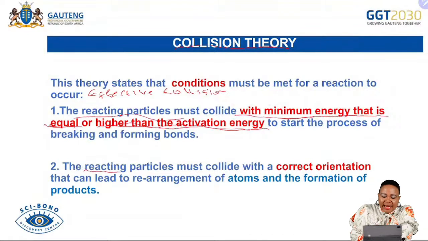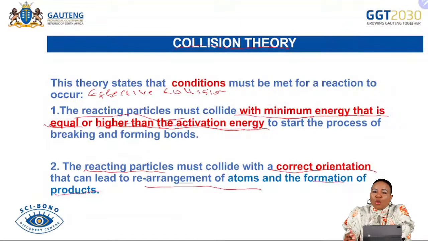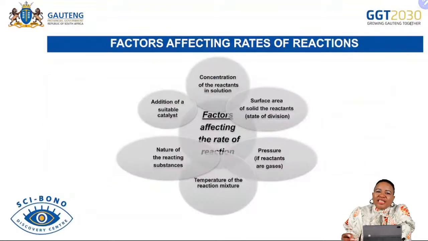Number two, the reacting particles must collide with correct orientation that can lead to the rearrangement of atoms and formation of the product. So also there must be correct orientation of the reacting particles for the collision to be effective. So these are the two conditions that are required for the particles to collide effectively. Now, these are the factors that affect the rate of reaction.